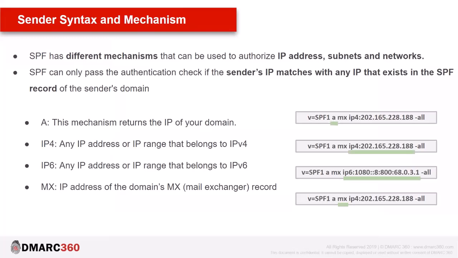The first one you see here is the A mechanism, which means the A record, which is the IP address of the domain, is allowed to send emails. The domain on which you configure this is the one whose A record IP address is authorized. You can also see the second and third ones, which are the IPv4 and IPv6 addresses. This is so you can specify a certain IP address to authorize sending emails.